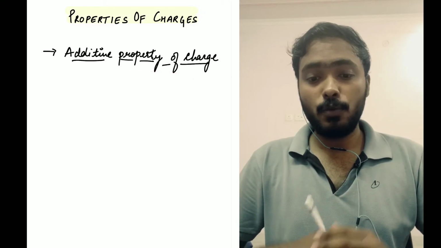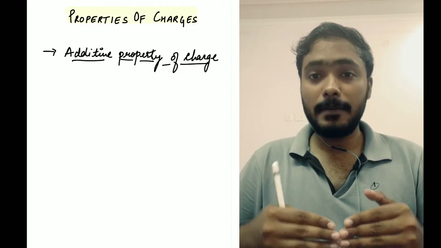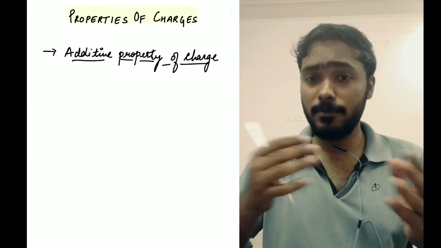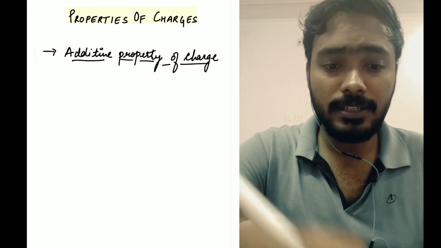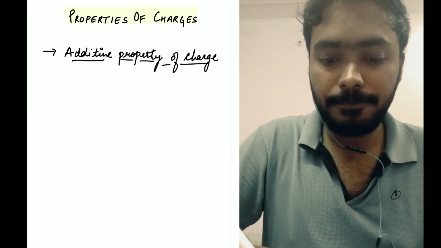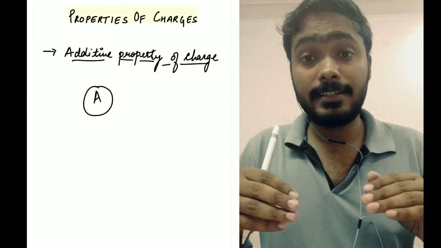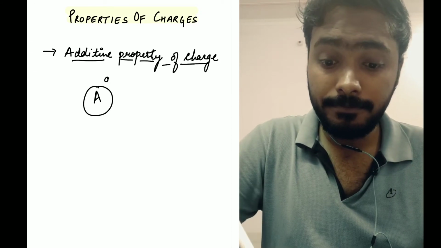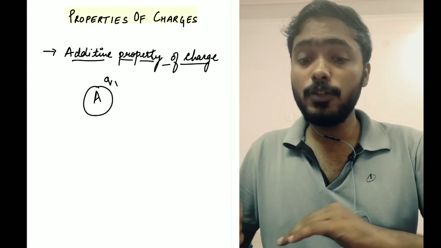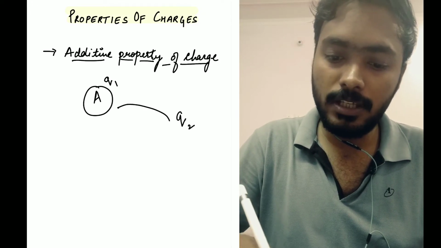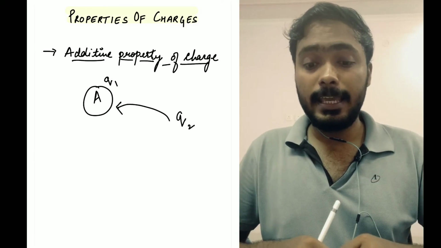Okay, so what does additive property of charge mean to us? First of all, let's assume that we have a body A. Let me just draw it as I say. So this is a body A, right? And let's say it has some charge Q1, and I want to give some additional charge Q2 to it. Let's say there is some Q2 charge and I want to give this to this body A.